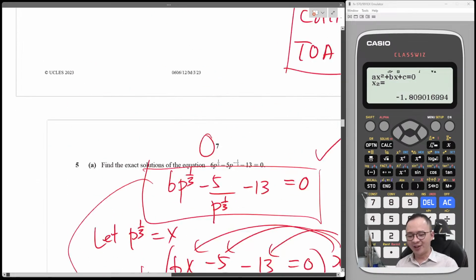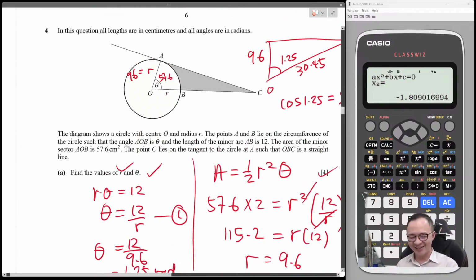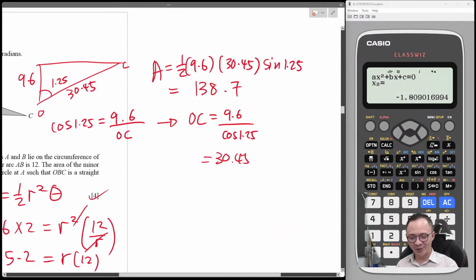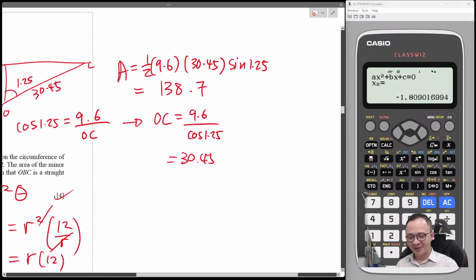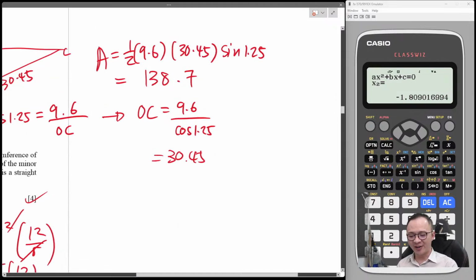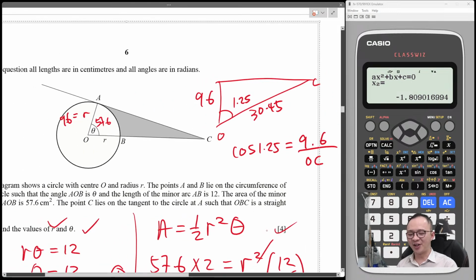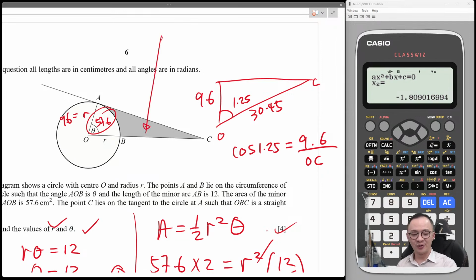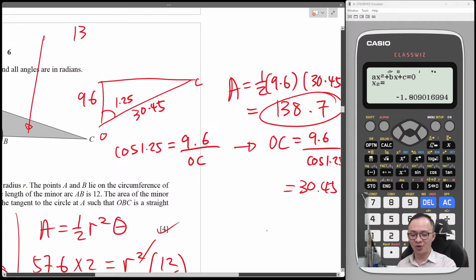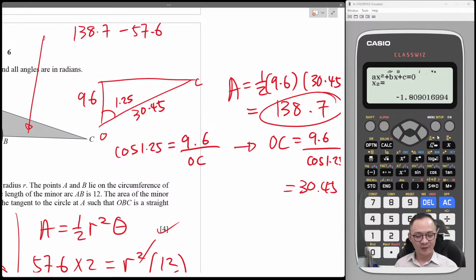And for this question, I think just now, I forgot to do the minus, isn't it? Yeah, because once I got the area of triangle, we not yet finished, you know. We want to find area of shaded region, so we need to minus 57.6. So yeah, so therefore this one is something like 138.7 minus 57.6. Yeah, we need to solve this one.